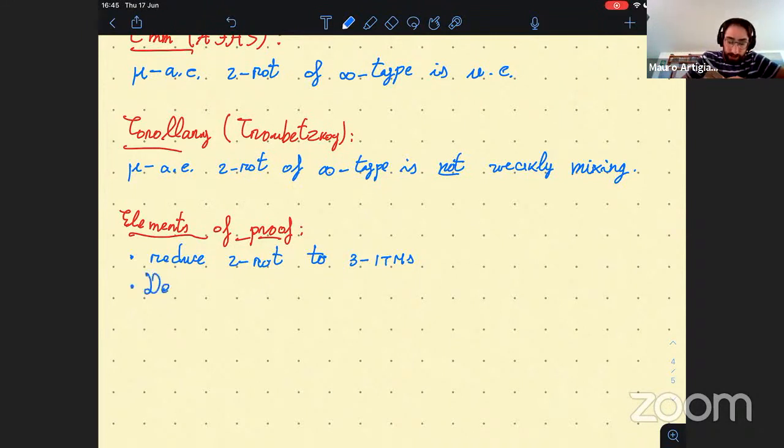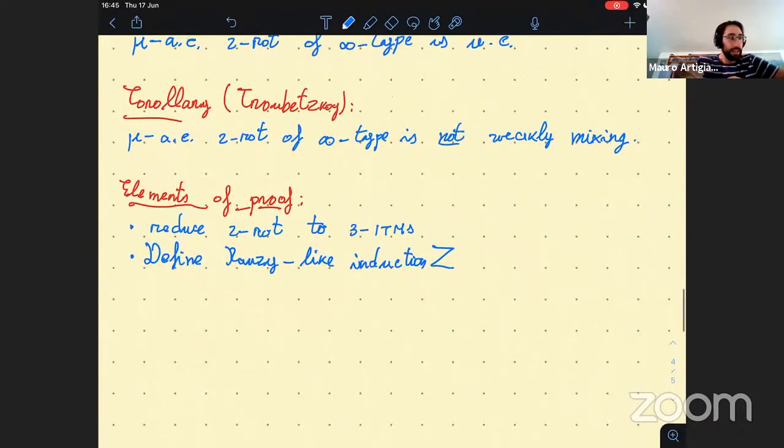When I define this Rosi induction, which we denote by the letter Z, standing for Zurich for a reason that I will explain in a sec, I have 2 kinds of parameters. The problem is that in my description of 3 ITMs, parameters are of 2 different types, because I have the lengths of the interval and then I have the translating vector.